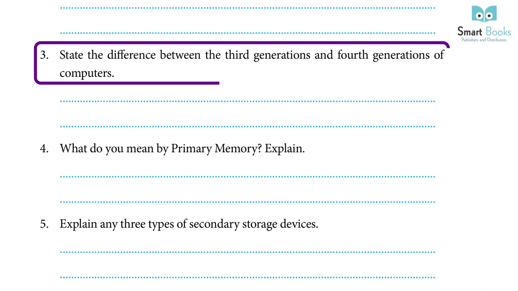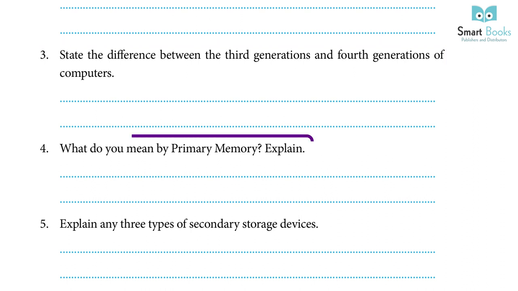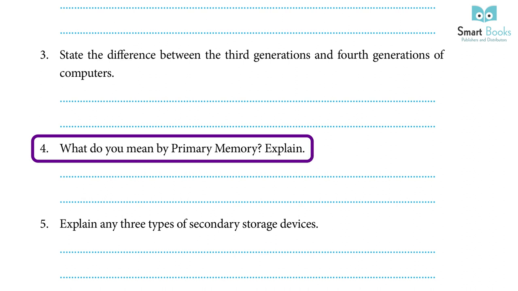3. State the difference between the third generation and the fourth generation of computers. Answer. The third generation of computers was produced between 1965 and 1971, and the fourth generation was produced between 1971 and 1980. While fourth generation computers used VLSI technology, or very large scale integrated circuits, third generation computers used integrated circuits, ICs.